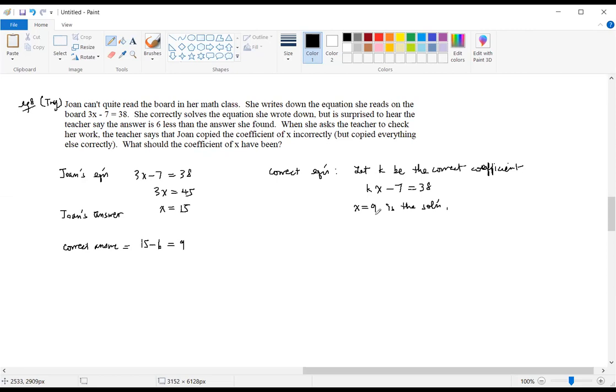So you know that a solution means that it satisfies the equation. So if we plug in 9, 9 must satisfy the equation, then we can find what K is. So when we sub in 9, this equation must be satisfied. So what should K be? Here we have 9K, move the minus 7 over is 45, divide by 9, so K is 5. Yeah, that's it. What should the coefficient be? The coefficient should be 5. Okay, that's it.